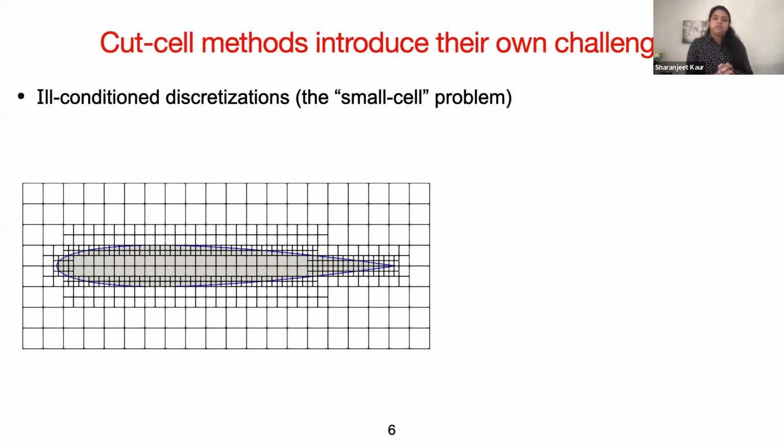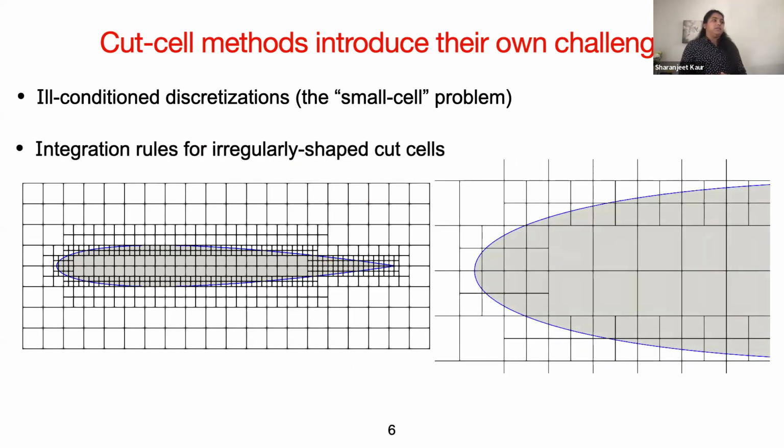However, cut cell methods have their own challenges. One challenge I'm showing here is an airfoil geometry embedded in the background grid, and we can see the cells which are intersecting with the boundary. Some of these cut cells can be orders of magnitude smaller as compared to regular shaped cells, and this may make the discretization ill-conditioned. This problem is known as the small cell problem in the cut cell community.